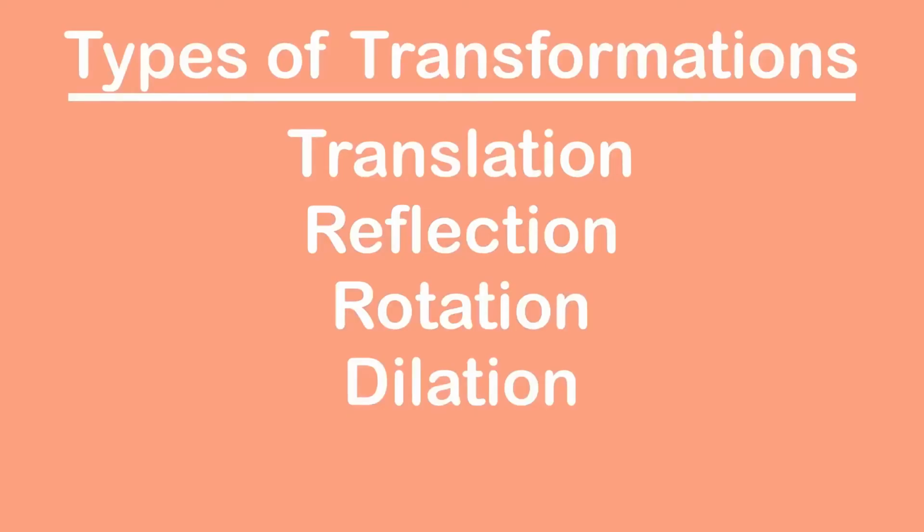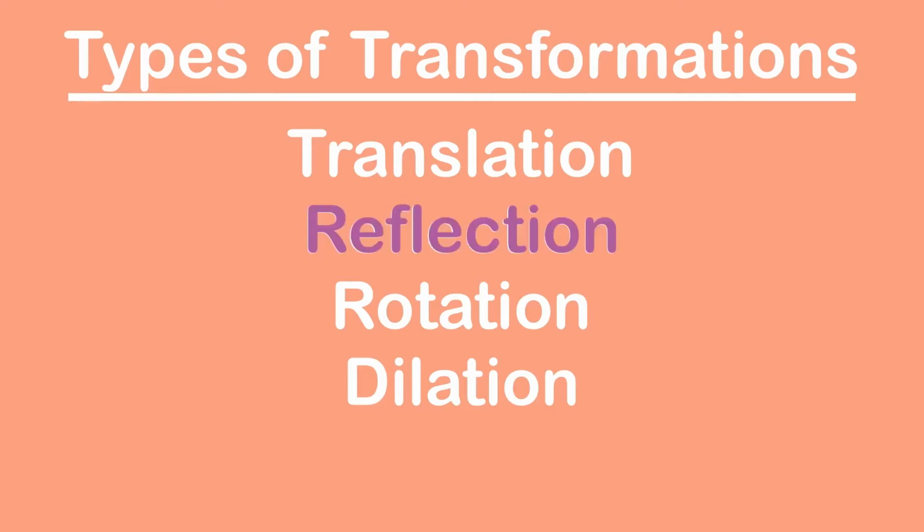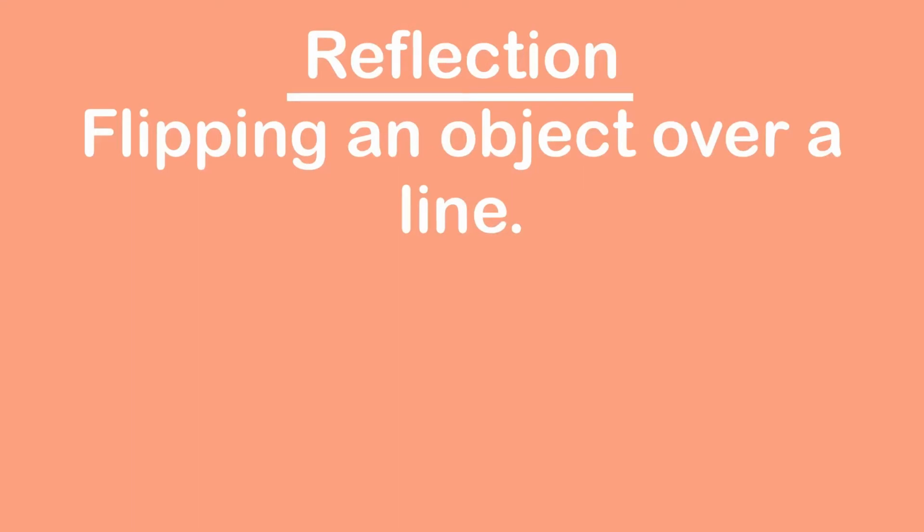To recap, remember that there are four types of transformations: translation, reflection, rotation, and dilation. Today we will specifically be talking about reflection. Recall the definition of reflection as flipping an object over a line. When you do a reflection, you are creating a mirror image.